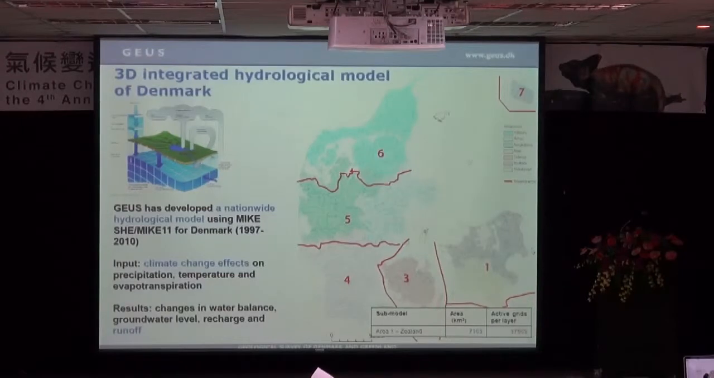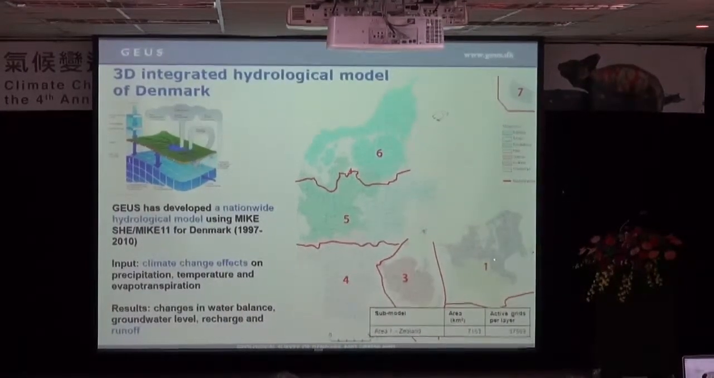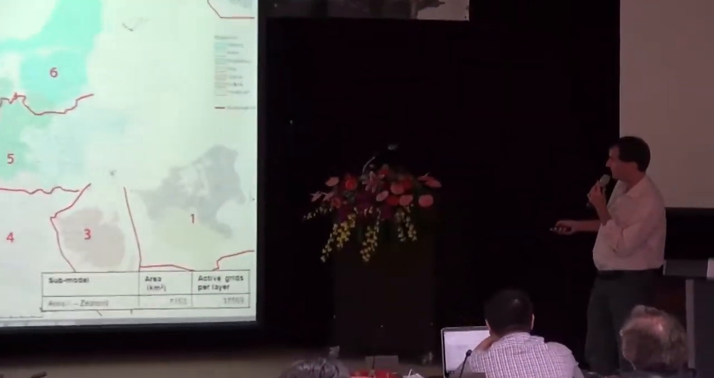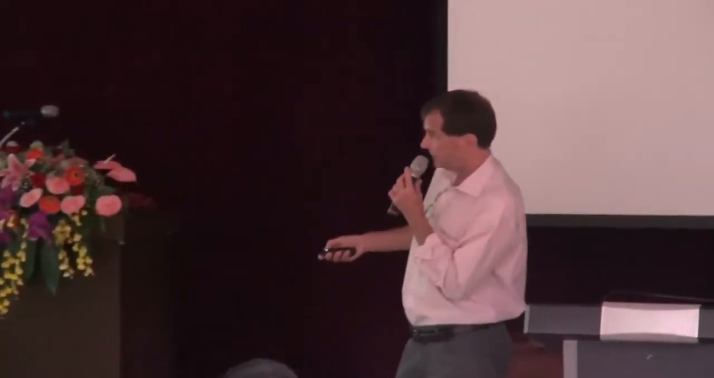So we have a model for Denmark. Denmark has the German border here. This is the island where Copenhagen is situated. This is Sweden on the right side, and Jutland on the left side, and here the North Sea, the Atlantic Ocean. And this is the modeling system I was talking about.